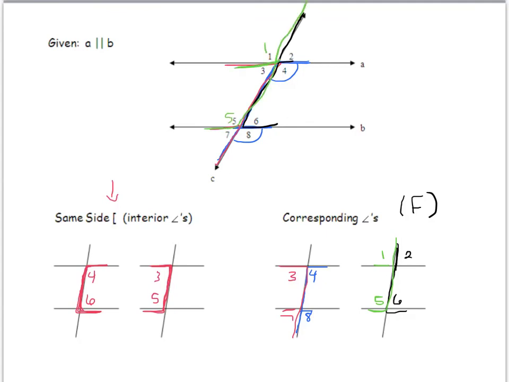Okay, so a review. Alternate interior make Z's. Alternate exterior make V's. Same side interior make C's. And corresponding angles make the F.